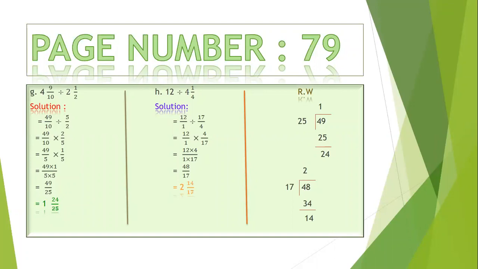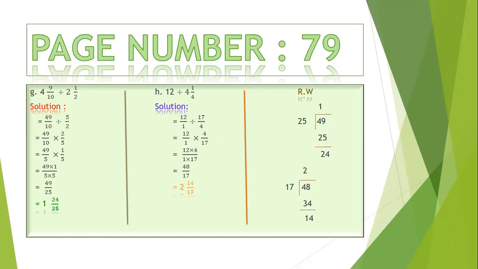The last part of this question is 12 divided by 4 whole number 1 over 4, and this is the same as what we have done in part D. The first part is the whole number and the other part is a mixed number. So 4 whole number 1 over 4 will be 17 over 4, and we can write 12 as 12 over 1.